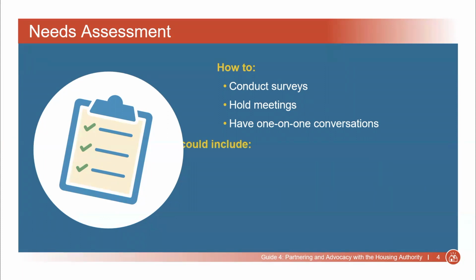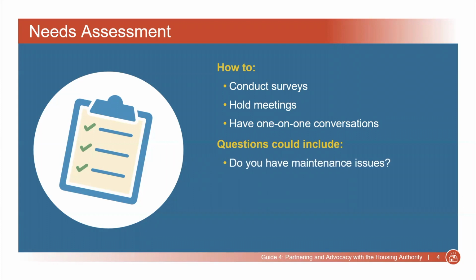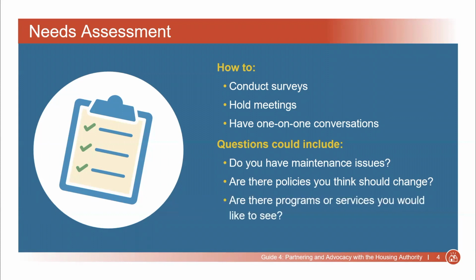Some questions to ask might include: Do you have maintenance issues in your apartment? What are they? Have you made maintenance requests? How soon do you get an answer? Are there housing agency policies that you think should change? Are there programs or services you would like to see in your community? Are there current programs that could be improved? Have you been able to get your questions answered by the PHA? If not, what do you need to know?